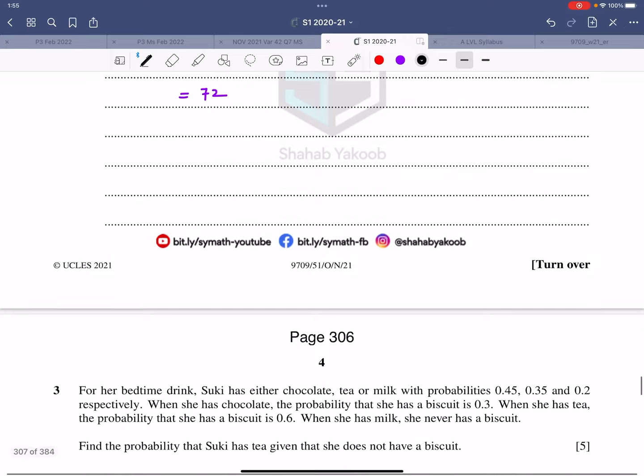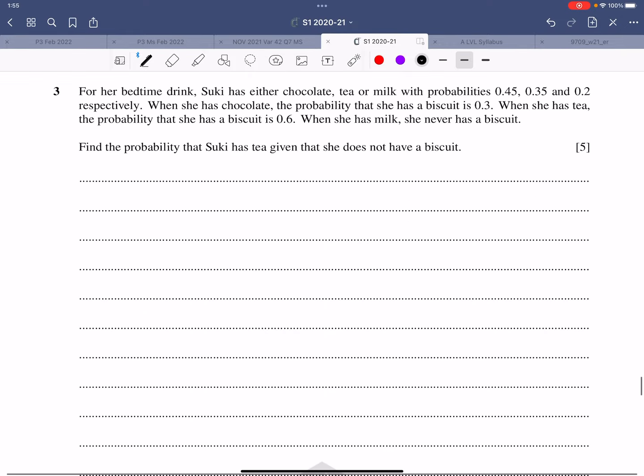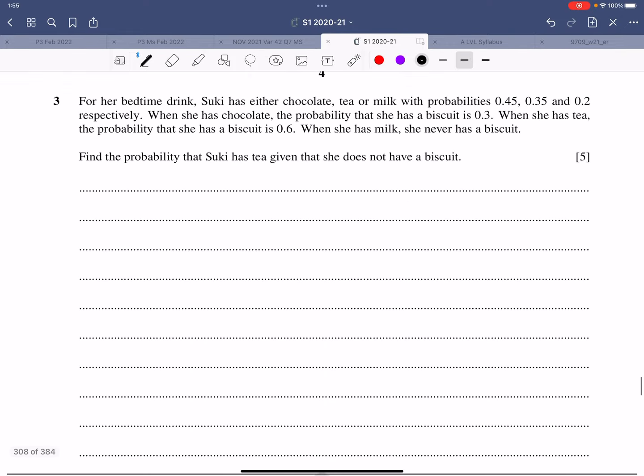Question number 3. It says for her bedtime, this person named Suki has either chocolate or tea or milk with probabilities such and such. So it's 0.45 and 0.35 and 0.2. When she has chocolate, the probability that she has a biscuit is such and such. So let me first draw the 3 branches: there is a branch for chocolate, there is a branch for tea, and there is a branch for milk.